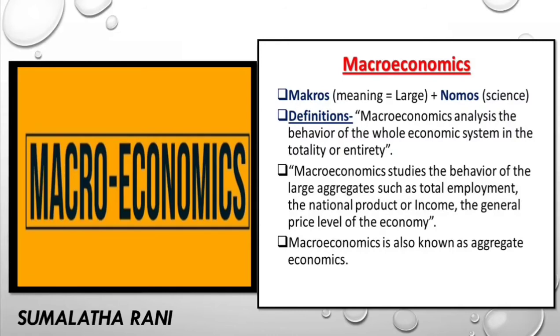So macroeconomics is also known as aggregate economics. So children, macroeconomics is also known as aggregate economics. It is a whole formed by combining several separate elements.